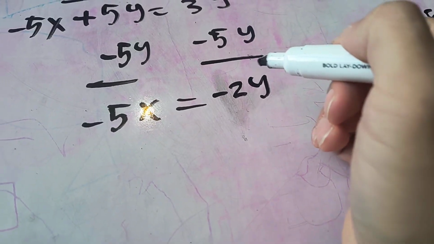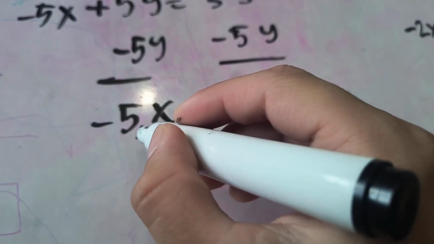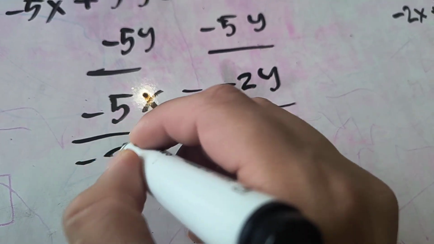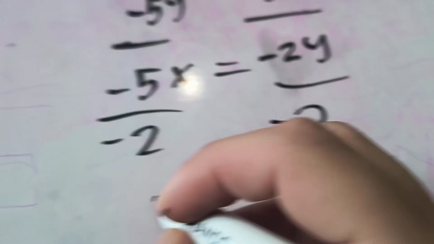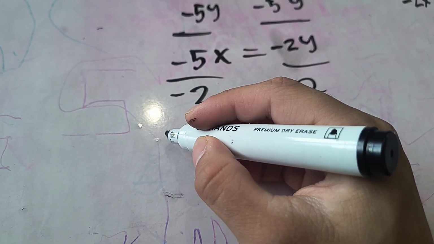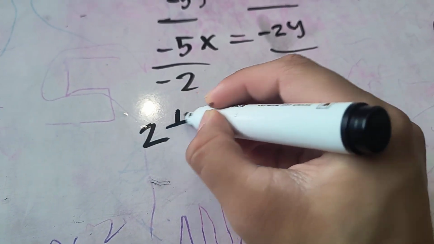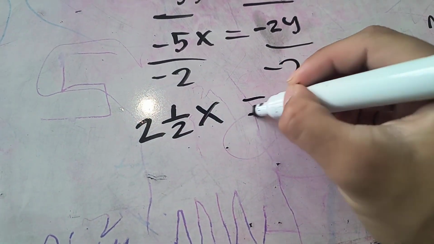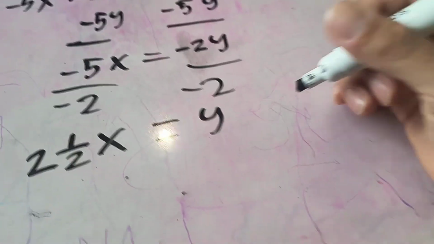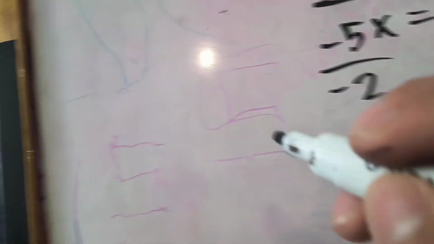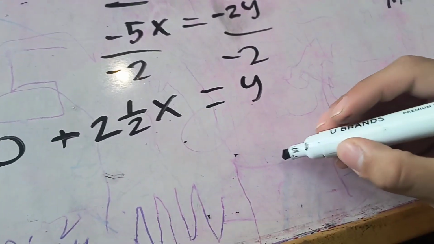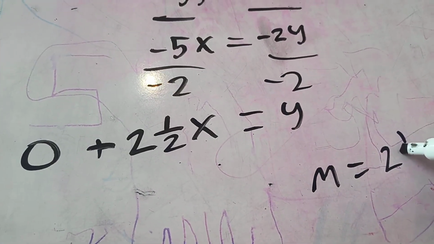And then we can divide both sides by negative 2. And what we get here would be 2 and 1/2 x is equal to y. Now you might be thinking, well, where's the b? The b would just be 0. You could just say plus 0. And the m would be equal to 2 1/2.